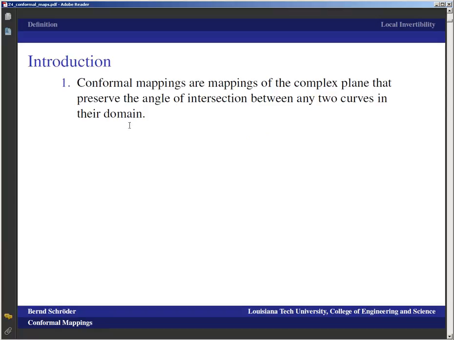Okay, so conformal mappings are mappings of the complex plane that preserve the angle of intersection between any two curves in their domain. So that's not just a local property, that's actually a global property, even though, of course, the intersection between two curves is something that's highly localized since it's a point, right? And that's the name. Conformal basically means the angles stay conform to each other.